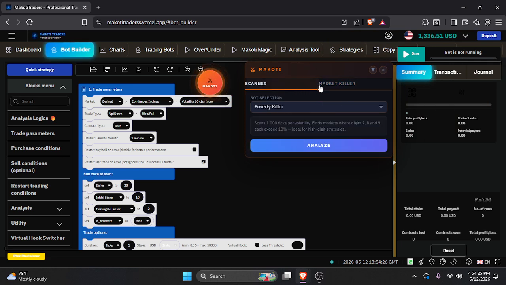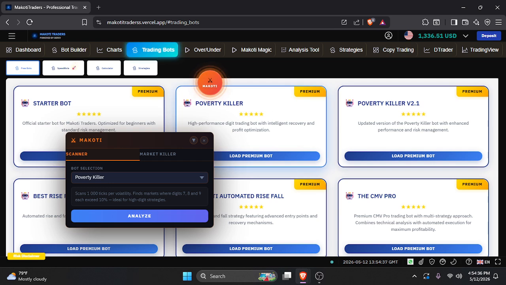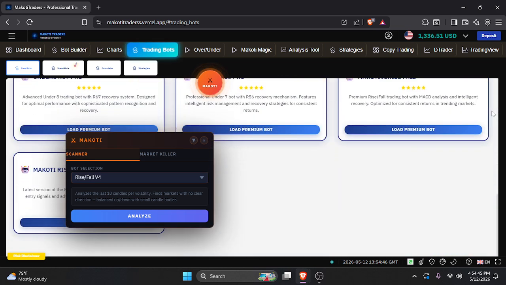So there are two tabs. The first tab is the scanner. This is for scanning the poverty killer bot that is found in the trading bots. Okay, so let me just show you. There is this bot, poverty killer. You scan and then use the volatility, and then there's this rise and fall version 4, and the bot is found in this.